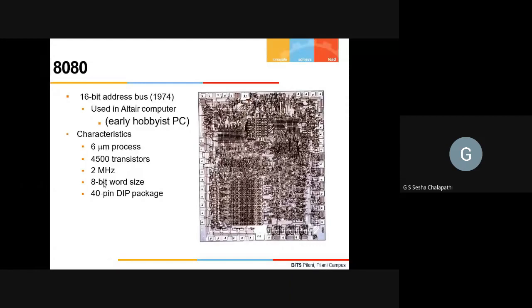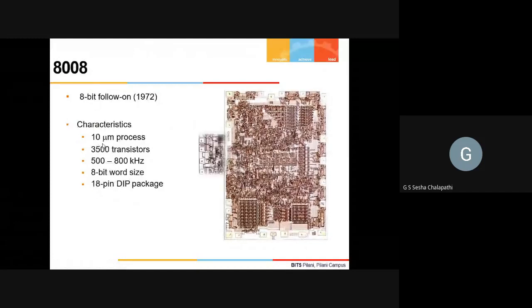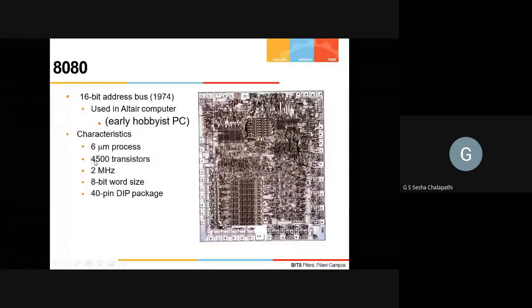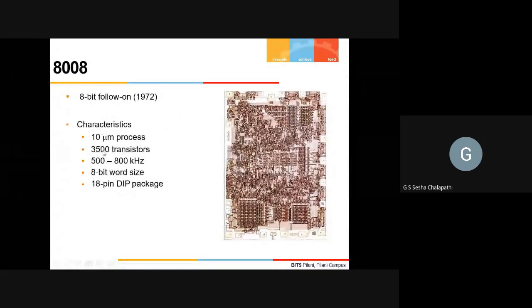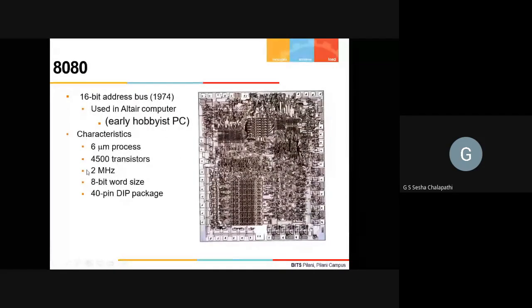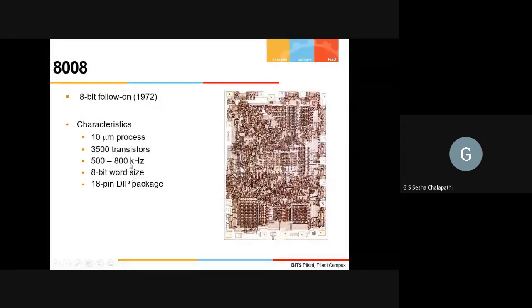8080 is the third microprocessor, or you can say the follow-up. It went from 4-bit to 8-bit, and now to a 16-bit address bus. It was used in the Altair computer, which was an early hobbyist PC, and it followed the 6 micrometer process. So the 10 micrometer process became 6 micrometer, and it had 4500 transistors compared to 3500 transistors in the 8008. The clock speed now went into megahertz compared to 800 kilohertz.